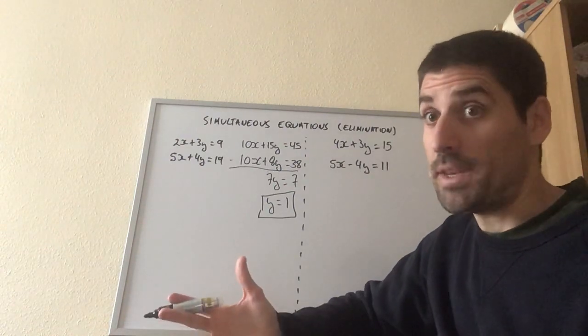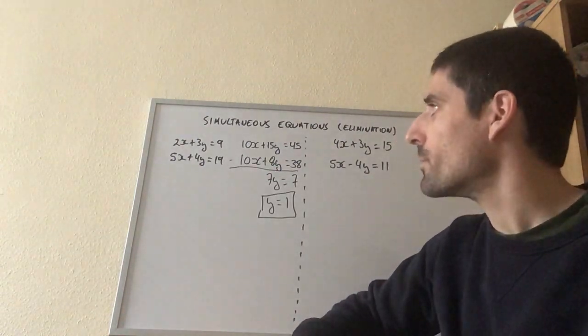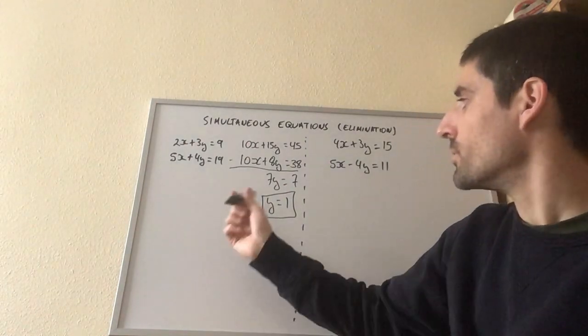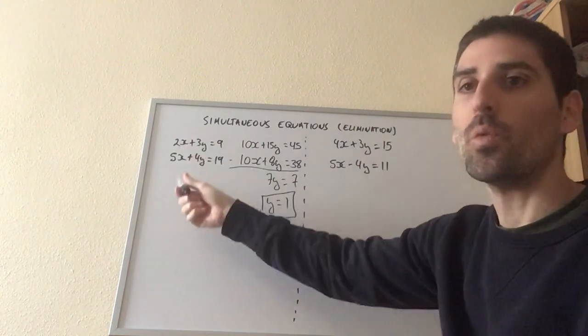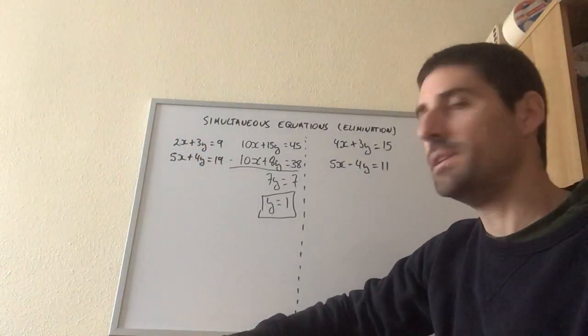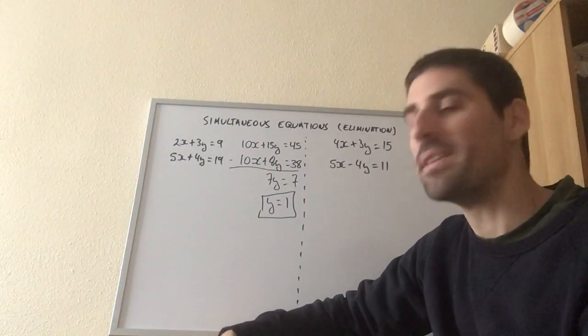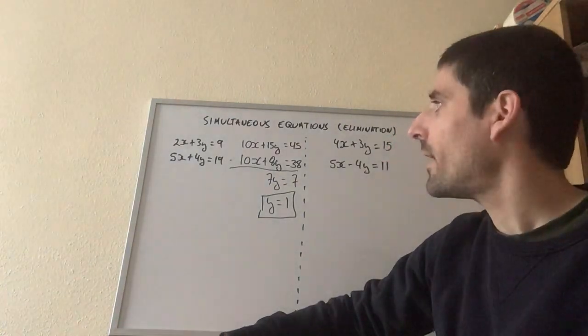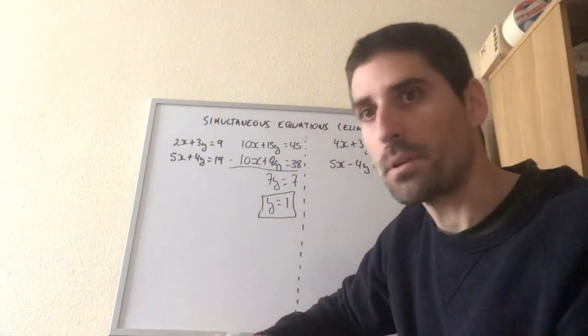We're not finished yet. We found y. We also need to find x. And remember, how did we do that? We took that value and we substituted it into one of the first two equations. Which one? Doesn't matter. Whichever one you think is going to be easier. I am going to substitute it into the first one because the numbers are smaller.